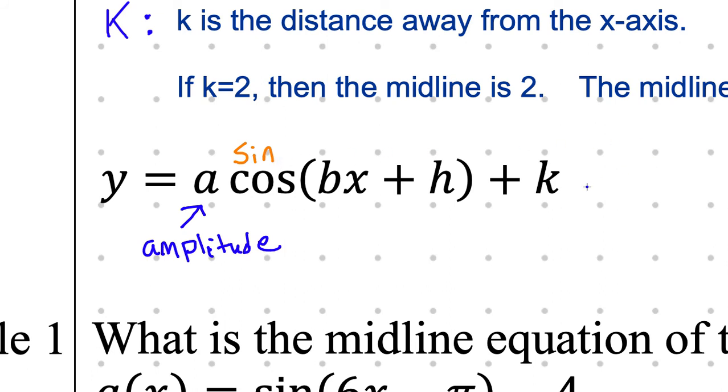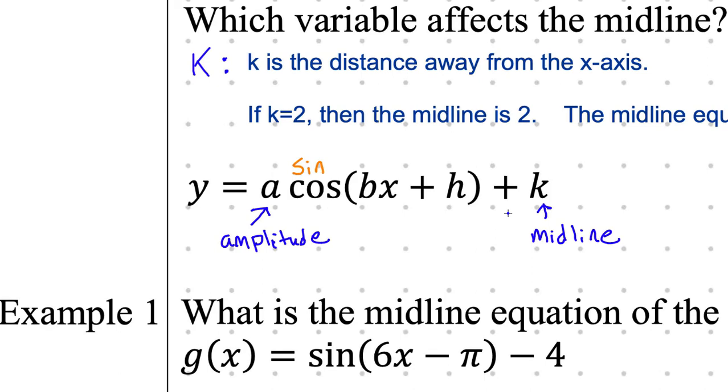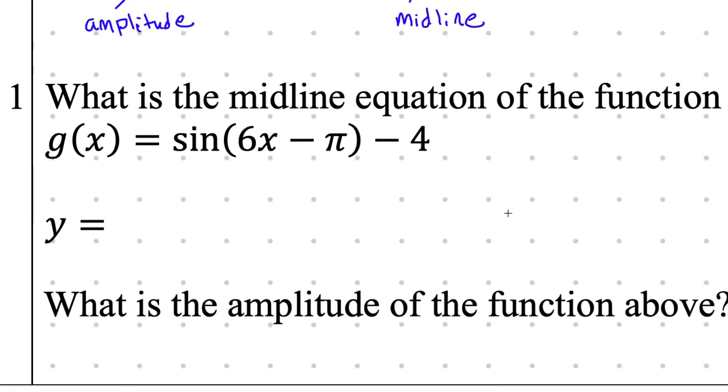And then K. What did K affect? Someone knew. Brian. Midline. Thank you. In a future lesson, we're going to talk about the rest of our letters, but for now, that's all we have. We only know about A and K. All right, let's try applying a problem that you might see on Khan Academy.